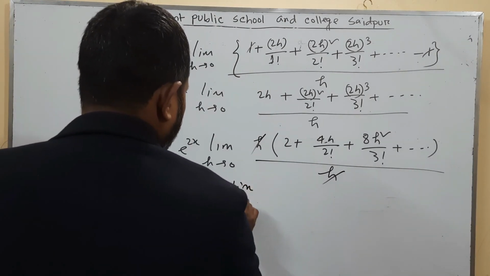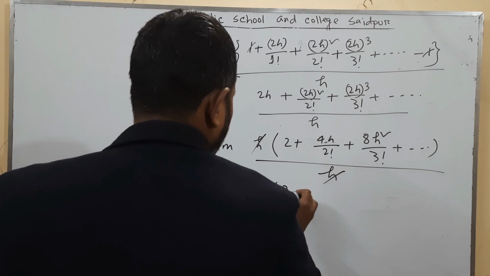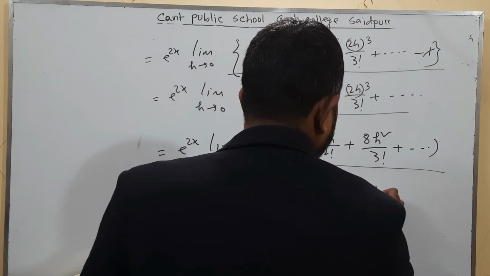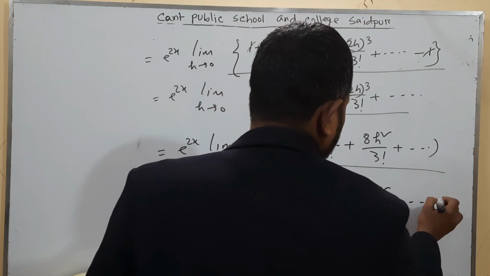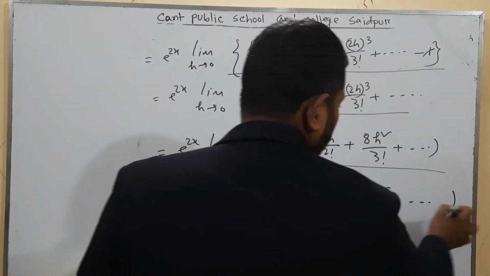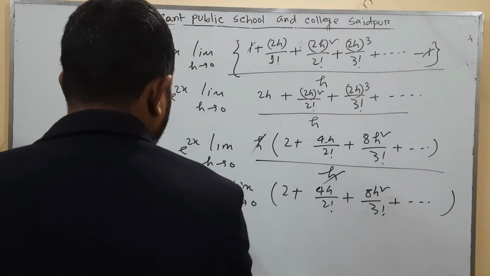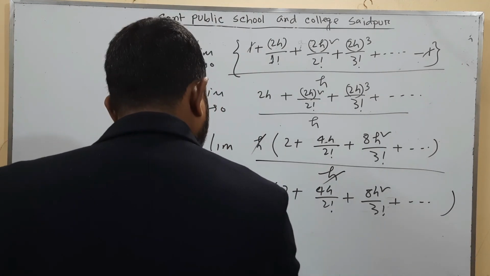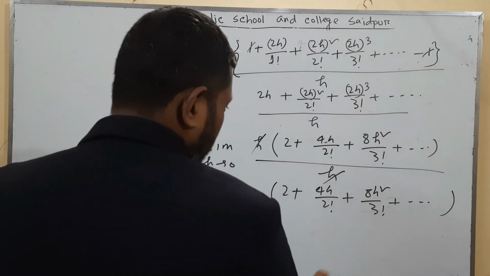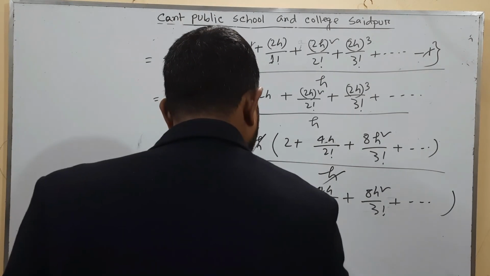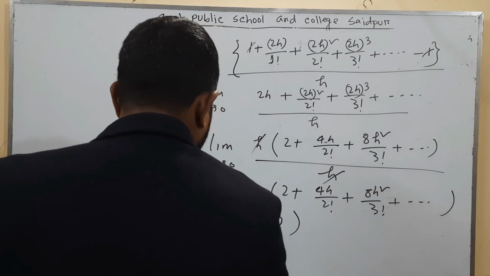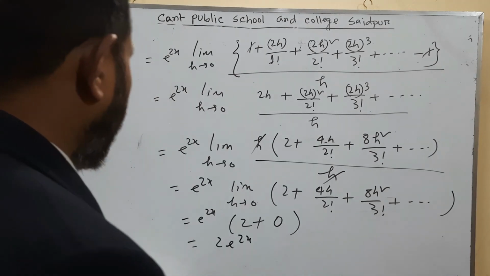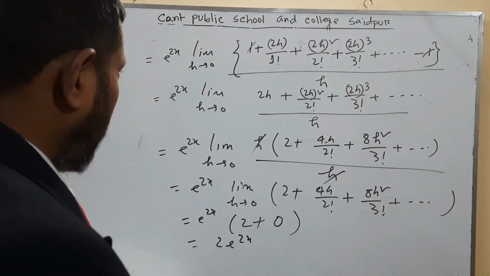Limit h tends to 0, we get here 2 plus 4h by 2 factorial plus 8h square by 3 factorial up to infinity. If we put h is equal to 0, here 2 plus other terms will be 0, and we get here 2 times e to the power 2x. This is the derivative of e to the power 2x.